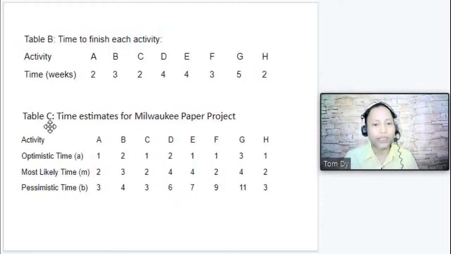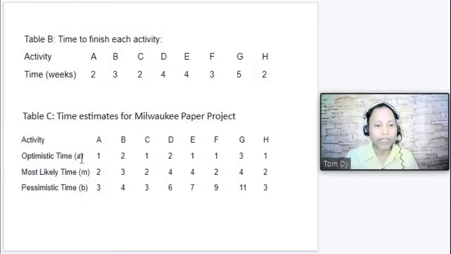Now, table C, this is additional information for our problem. So table C is the time estimates for the Milwaukee Paper project. So this is just an estimate. We have what we call the optimistic time, represented by small letter a, the most likely time, which is represented by small letter m, and then the pessimistic time, which is represented by small letter b.